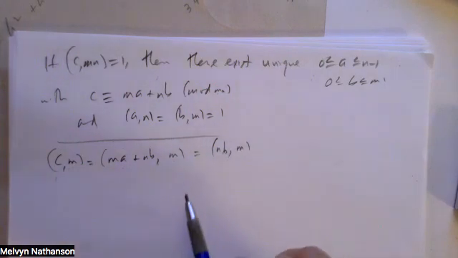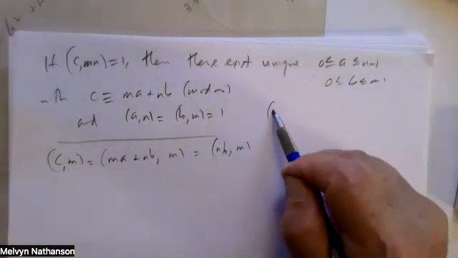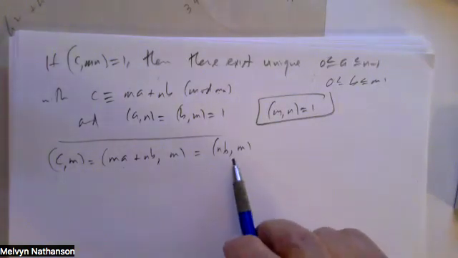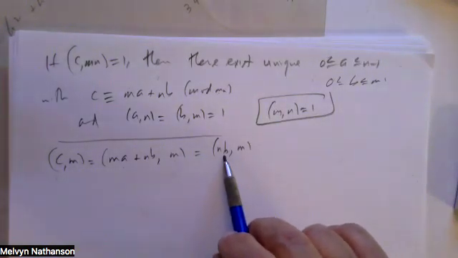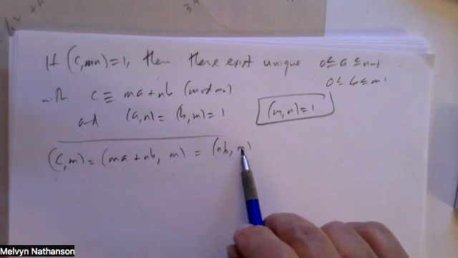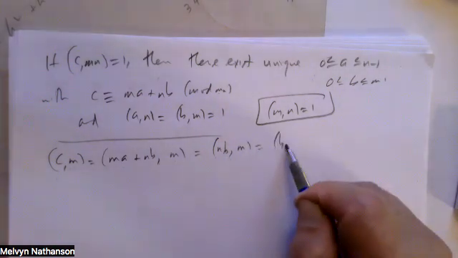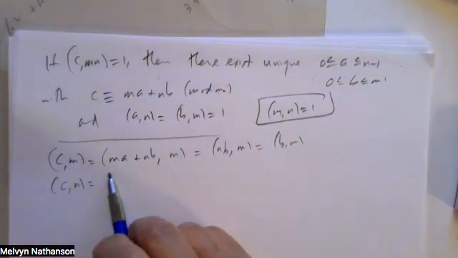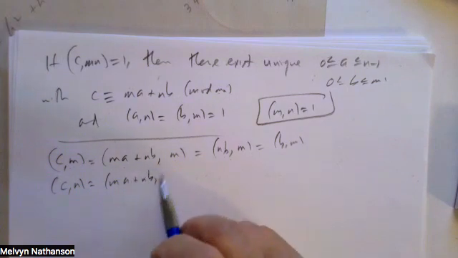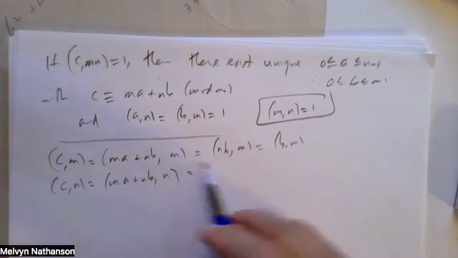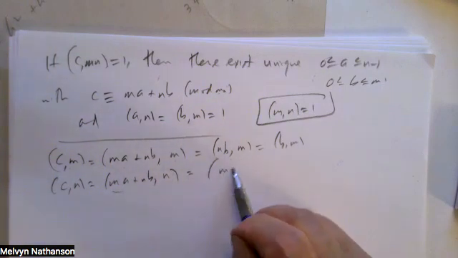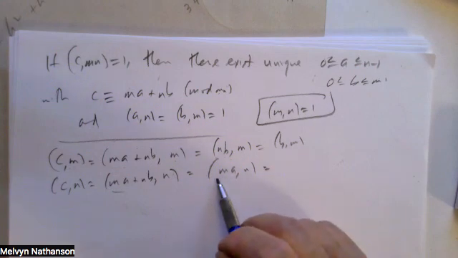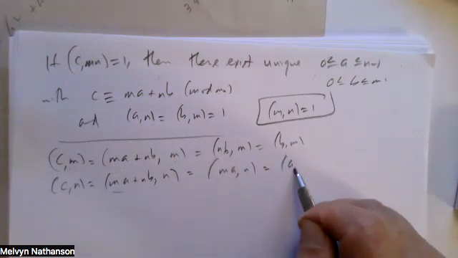And if M and N are relatively prime, that was our hypothesis, if something divides M and NB, it better divide B, because the only number that divides both M and N is 1. So this is B and M. And similarly, the greatest common divisor of C and N is the greatest common divisor of MA plus NB with N. This is the greatest common divisor of MA and N. The greatest common divisor of M and N is 1, so the greatest common divisor of MA and N is A and N.